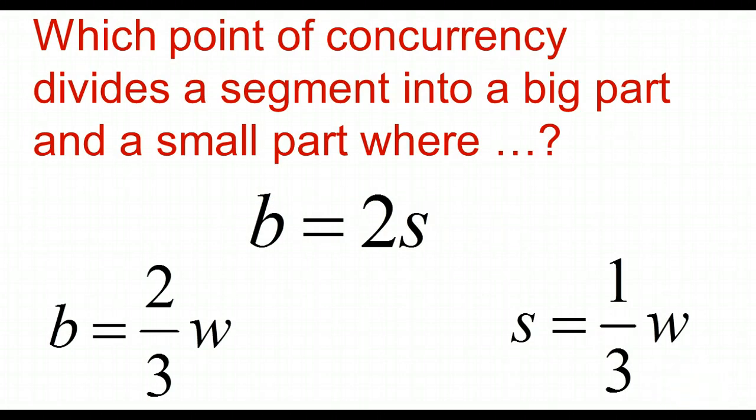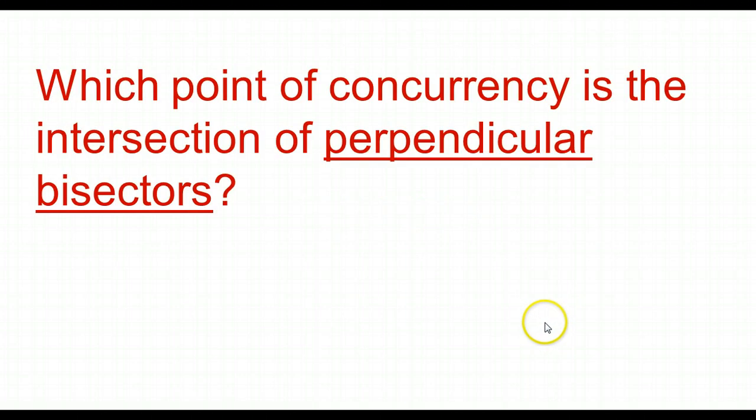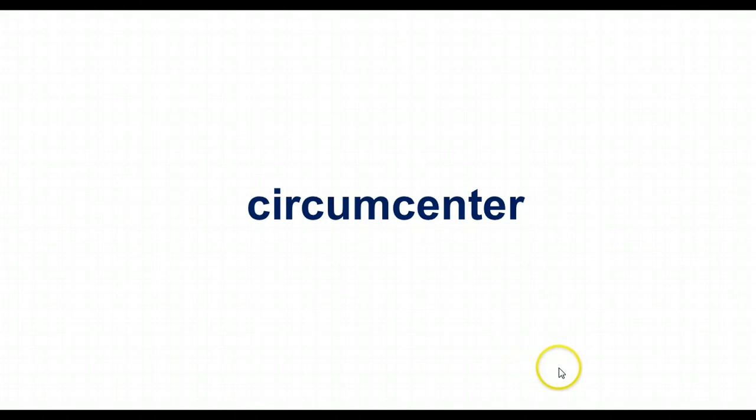Which point of concurrency divides a segment into a big part and a small part, where we got these formulas? The big part is twice as big as the small part. The big part is 2/3 of the whole thing. Centroid. That's the centroid. Which point of concurrency is the intersection of perpendicular bisectors? That is the circumcenter.